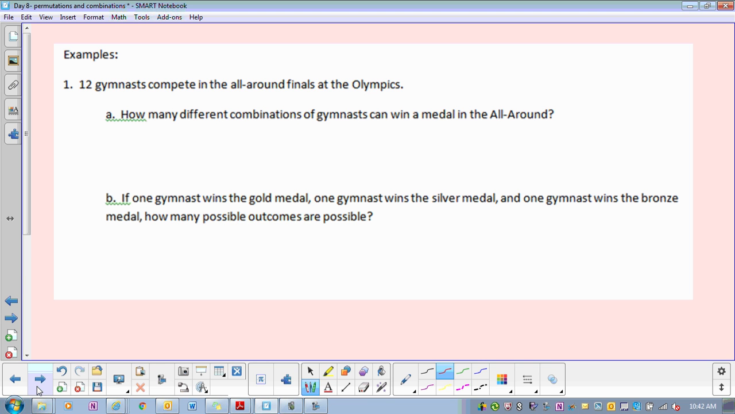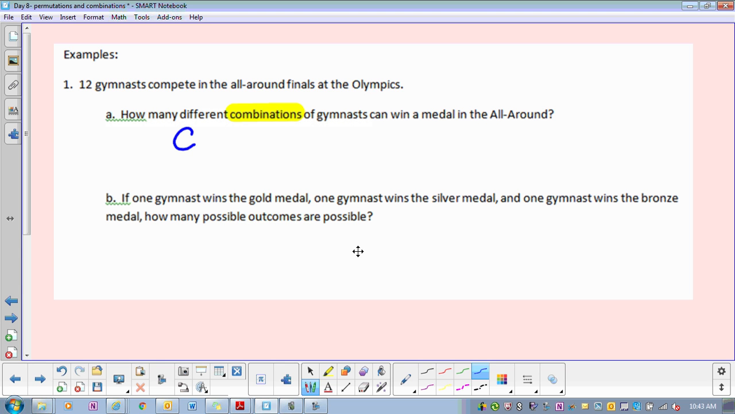So I'm going to look at example number 1. It says 12 gymnasts compete in the all-around finals at the Olympics. So A says, how many different combinations of gymnasts can win a medal in the all-around? So if it's combination, is that a P or a C? It's a C.